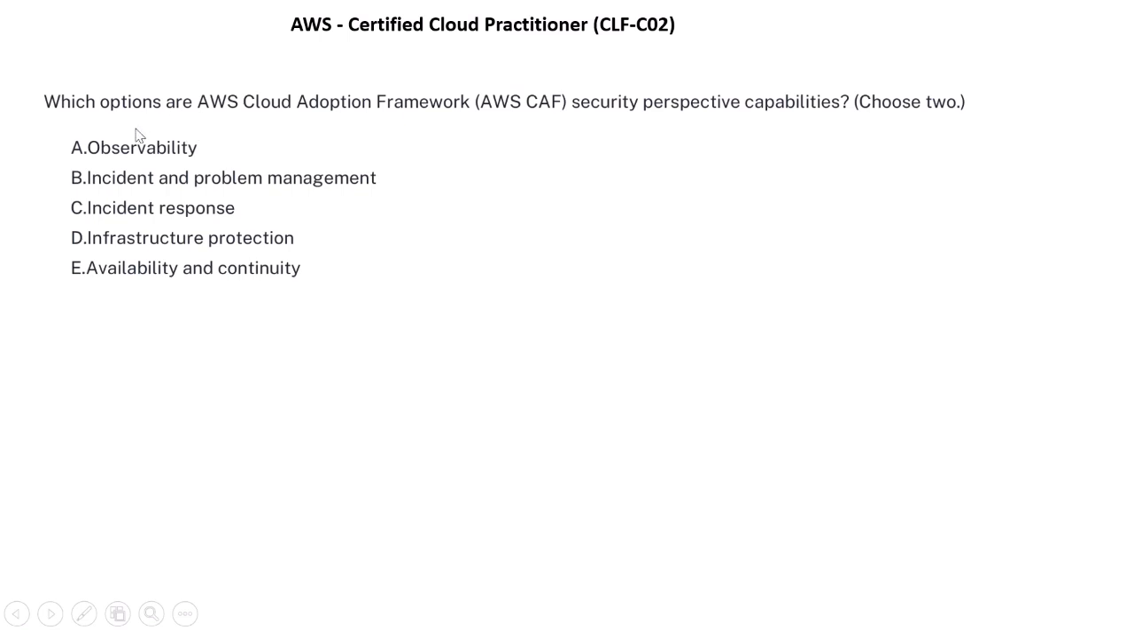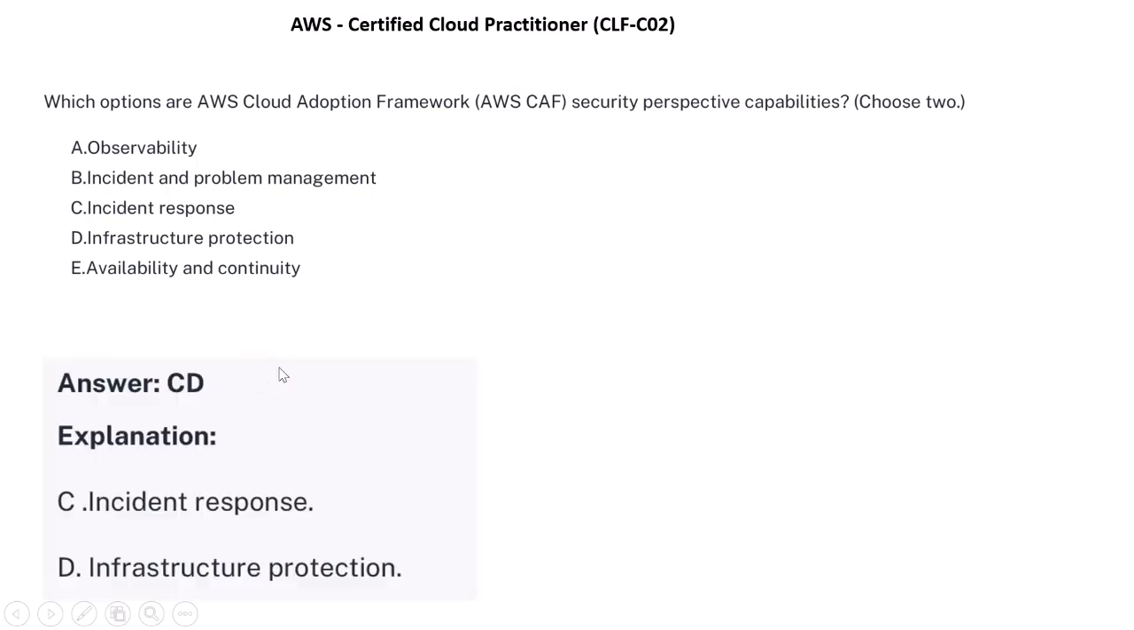Choose two options. The options are option A, observability, option B, incident and problem management, option C, incident response, option D, infrastructure protection, option E, availability and continuity. The right answer is option C and option D, incident response and infrastructure protection.